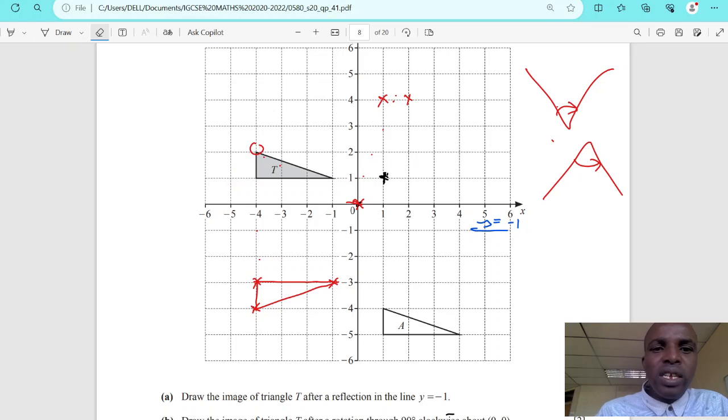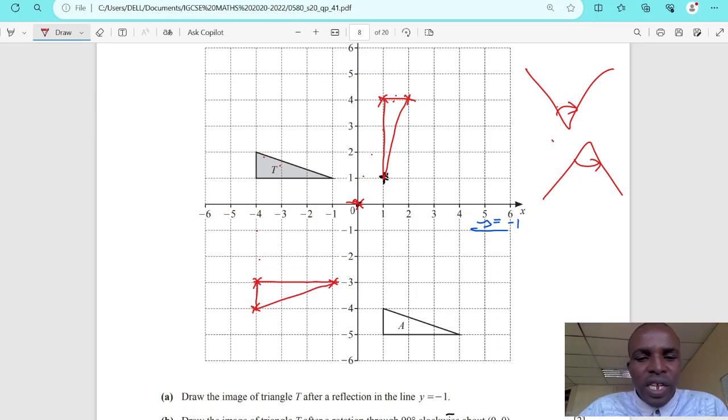Right. So a center, you just leave it marked. Then if I can join my triangle, it's like this. That's the image, yeah. Very correct.